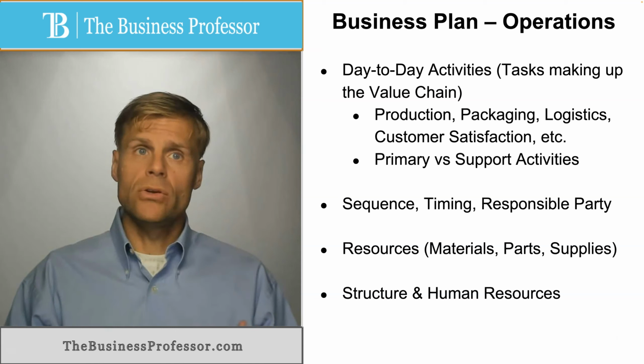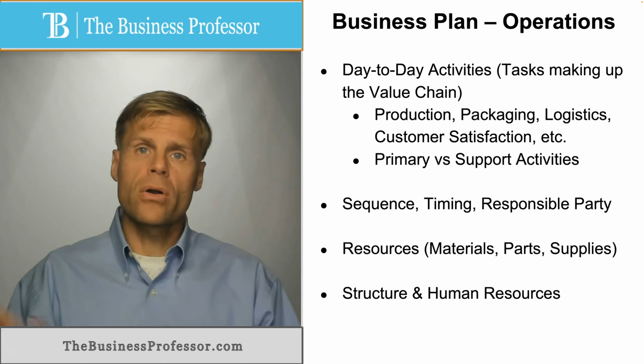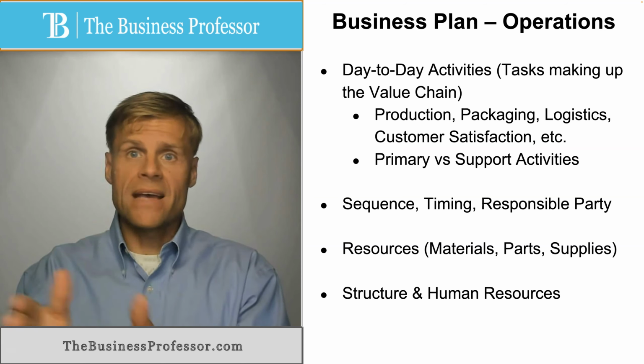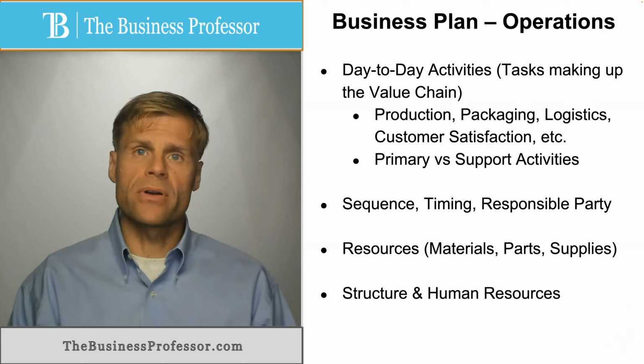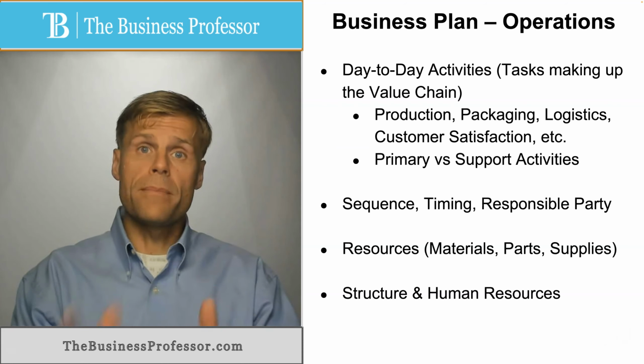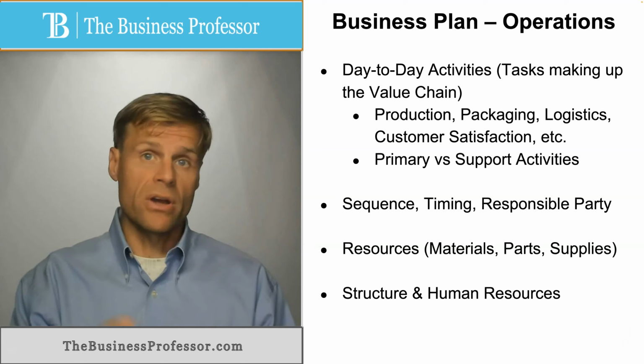So once again, you'll identify all of the key third parties within the network that satisfy all of the tasks or functions that need to take place as part of that value delivery process. Now, all of this taken together is what makes up the operations portion of the business plan.